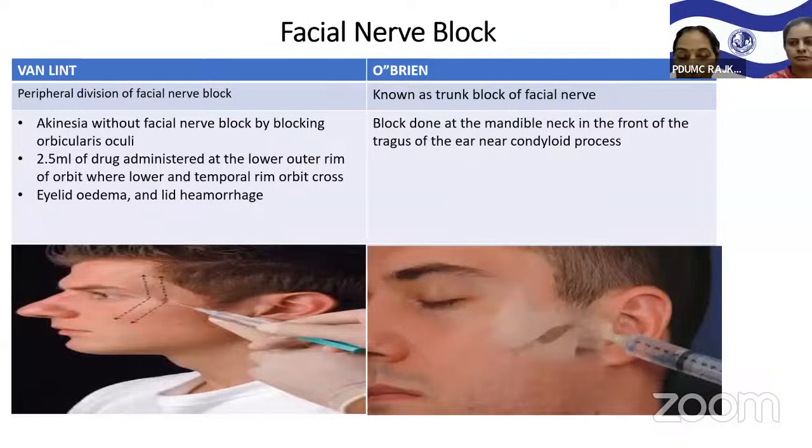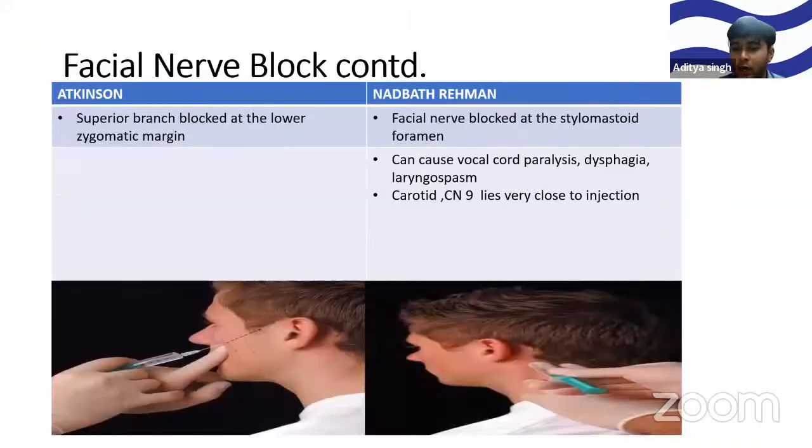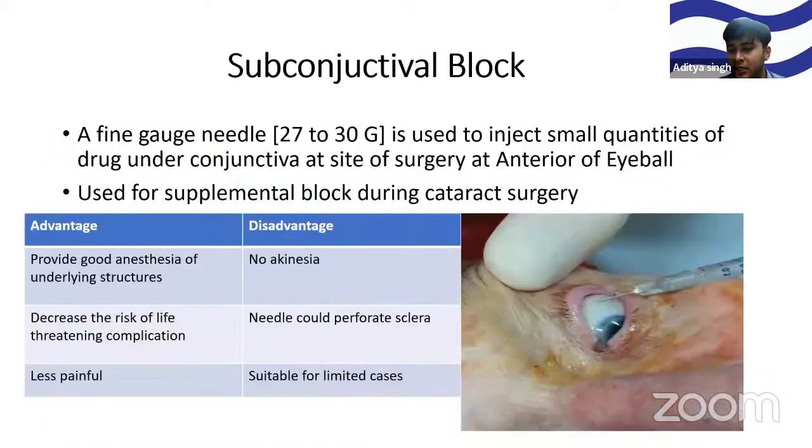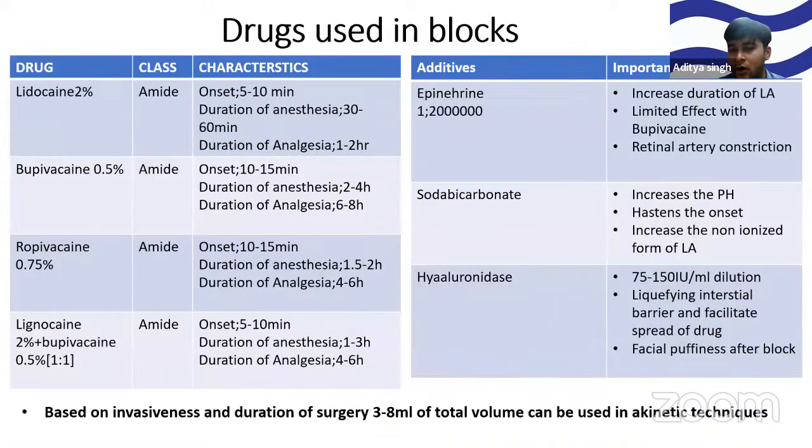So what are the drugs you use for the blocks? Ma'am, the drugs we can use in the blocks are local anesthetics: lignocaine 2%, bupivacaine 0.5%, or ropivacaine 0.75%. A combination of lignocaine and bupivacaine can be used for prolonged surgeries. As an additive, in our patient we used hyaluronidase, but along with hyaluronidase we can also use soda bicarb or epinephrine.